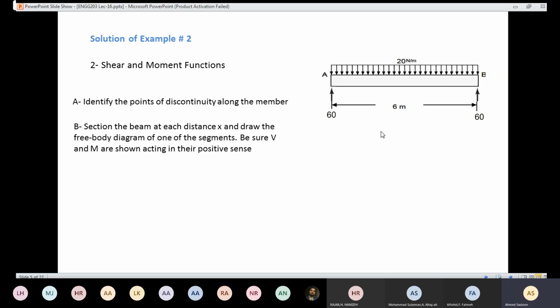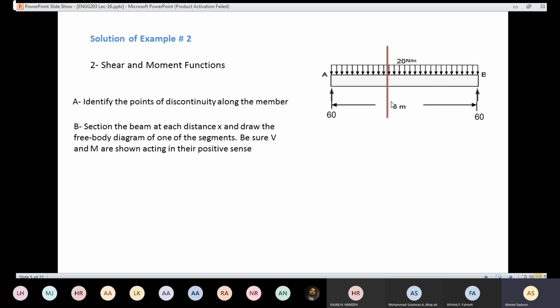So here, we don't have any point of discontinuity because we don't have a concentrated force, we don't have a couple moment, and the distributed loading is not going to change. So here, we are going to get only one section. It could be here and it could be here.